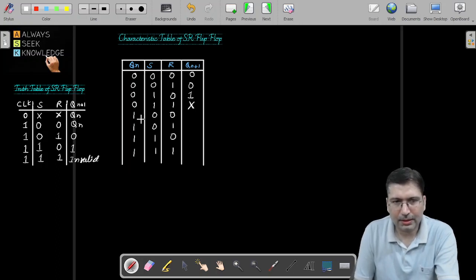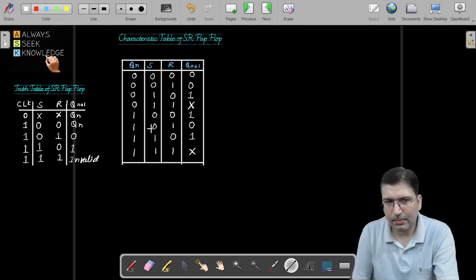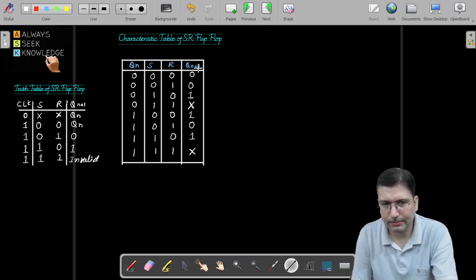So you can say this is a cross or invalid state, right? Now the next is when Qn is 1, both 0 0 will preserve the memory. So 0 0 will give us the previously generated state and it is 1 here. So we will get 1 here. Now 0 1 will give us 0. So we will get 0 here. 1 0 will give us 1. So this is 1. And 1 1 is again invalid. So this is X. Now this is the characteristics table of SR flip-flop.